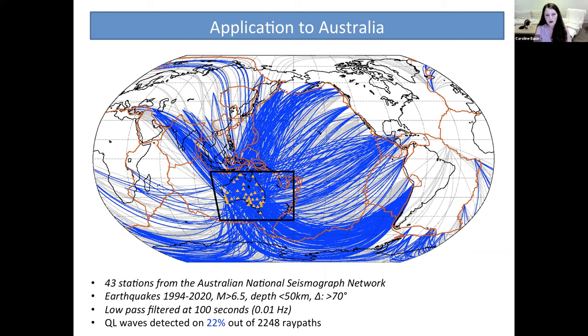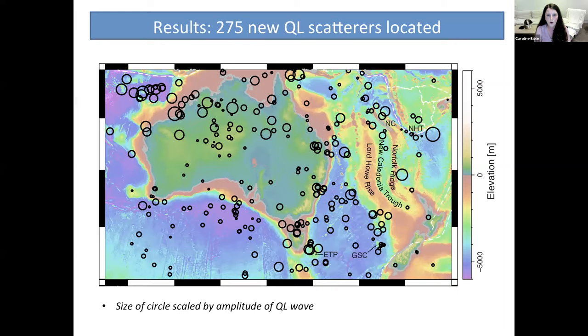So in the map here, all the paths in blue are ray paths on which I was able to detect a quasi-Love wave. And these happen to be on about 22% of all the ray paths. In the background in gray are some of the paths in which I wasn't able to make a clear detection of a quasi-Love wave. So they're quite prolific and produce 275 new observations of quasi-Love wave scatterers. It's produced one of the most widespread and geographically diverse data sets to date.